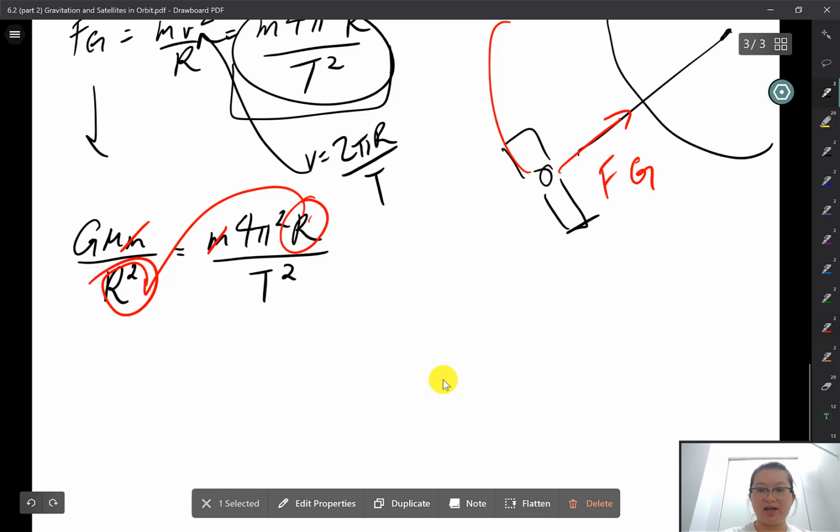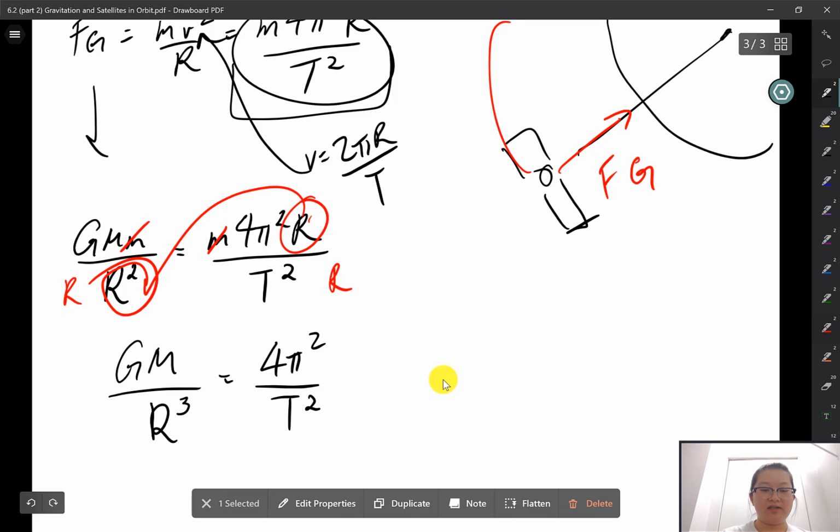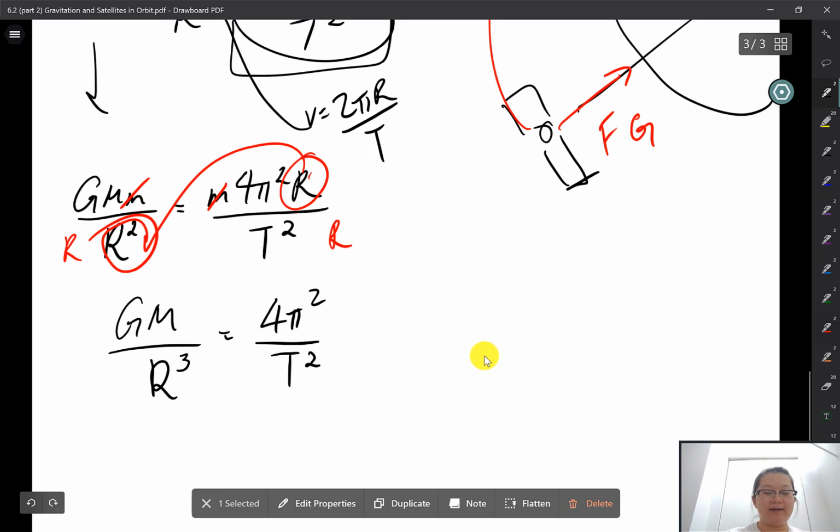In fact, I could also combine this r with this one over here by dividing both sides by r. If I divide both sides by r, I get big G, big M over r, not just a single r, this is r cubed, because this one got divided here. I have r down here and another r down here, meaning I get r cubed, and that is equal to 4 pi squared over period squared. This has something to do with Kepler's laws, which I'm not going to talk about in this video, but I'm going to give you a bonus question and something to think about.